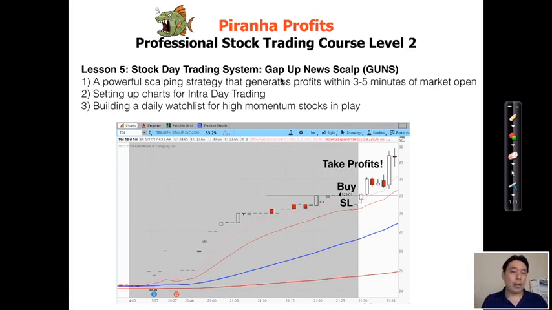Now, the GUN strategy is an intraday trading system. What that means is that you have to look at the market when it's open. But I only trade the first half an hour to 1 hour of the market open every day. So that's all you need, a half an hour to 1 hour. And the great thing about the GUN system is that we're going to enter and exit within 3 to 5 minutes. So you take your profits really fast. So for this strategy, you have to use intraday charts with live data. And I'll teach you which brokers you can use that provide this for free.